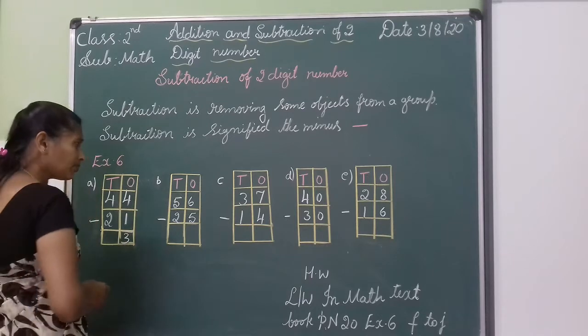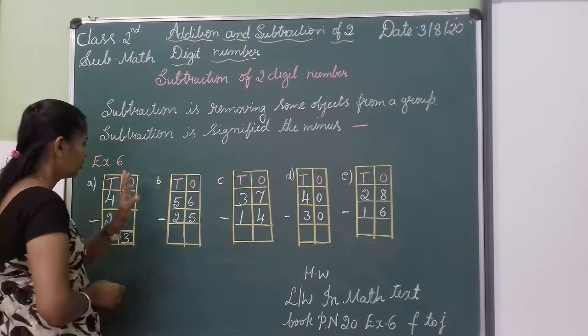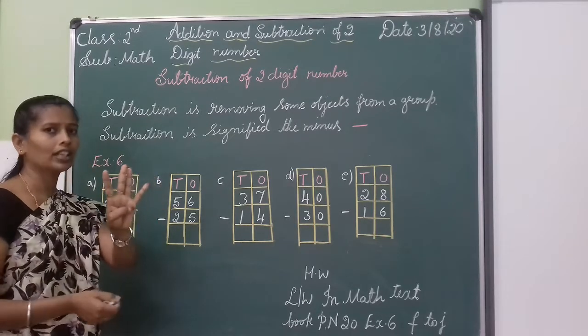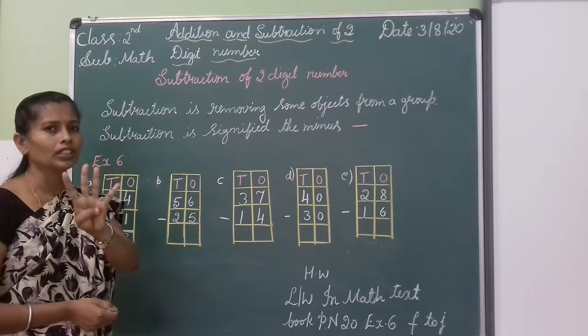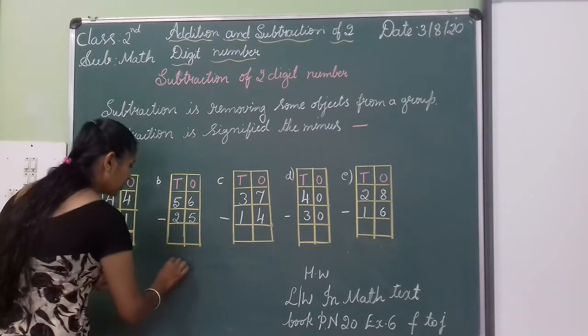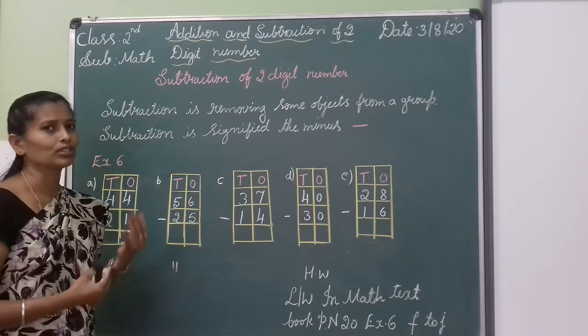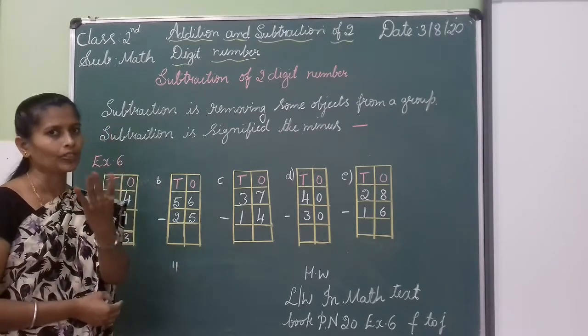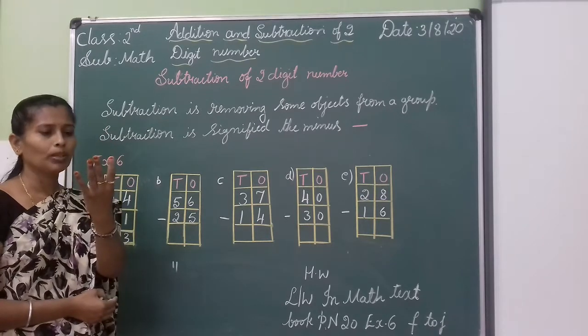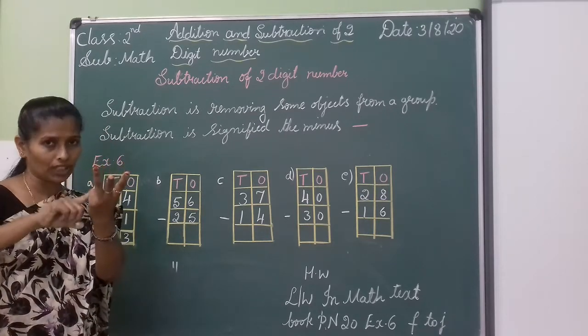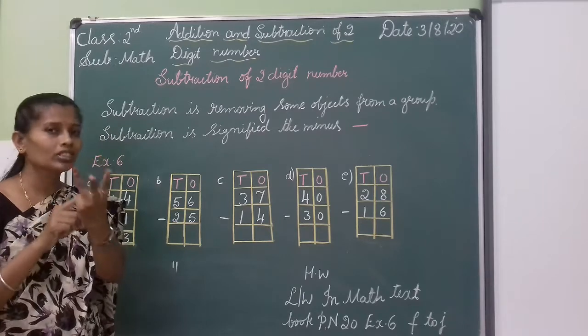See, children, you can use the fingers or you can use lines like this. But the lines can get confusing, so better we use fingers only. From 4, if I take away 1, remaining is 3, right?